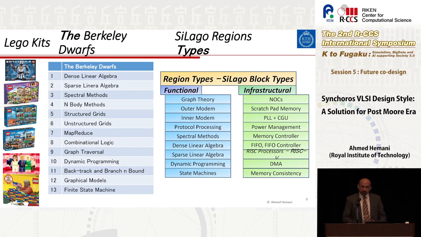So there is not one type of Synchoros blocks. Just like Lego as an inspiration, it comes in many different themes, and just to make you laugh, it also panders to the needs of the Trump family.